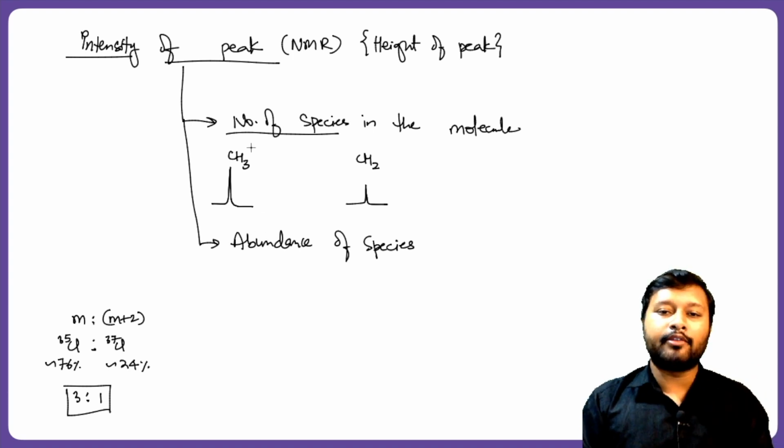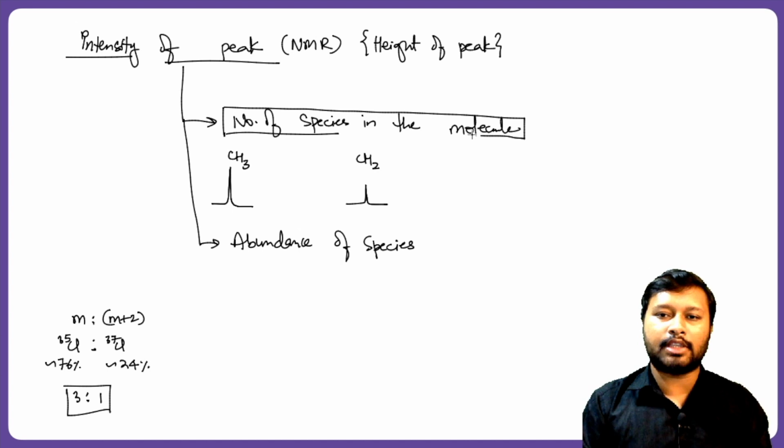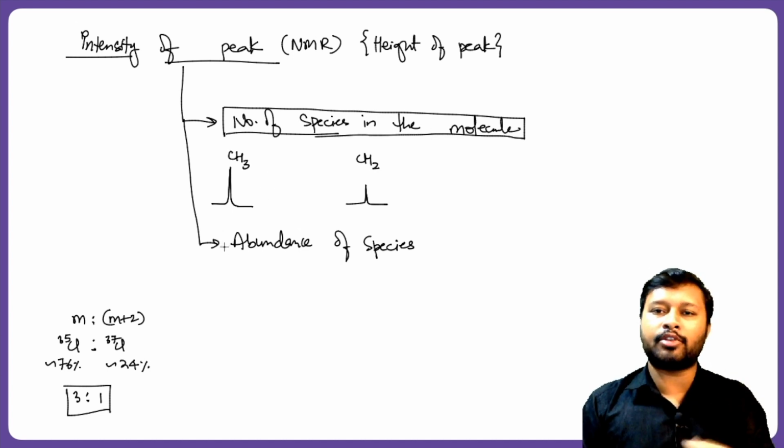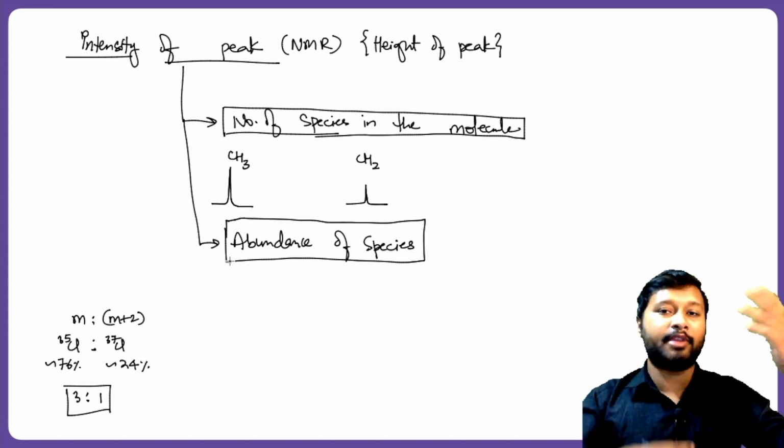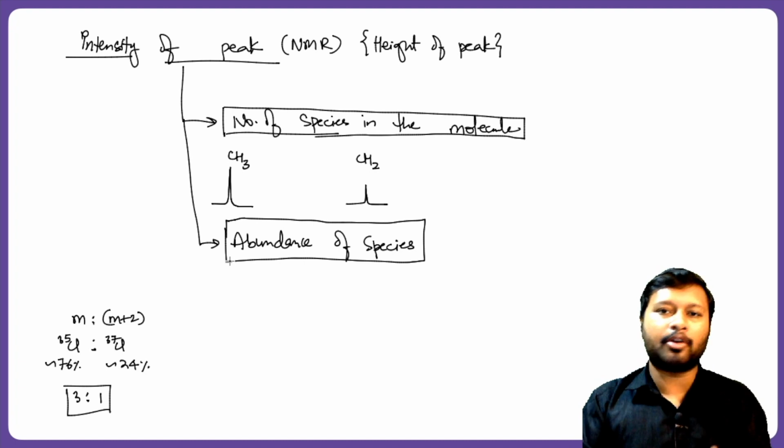Did we understand? So this part we are not going to look upon, like this number of species we are not going to see in the inorganic NMR spectroscopy. The majority of the portion which we will discuss today, that means in the concept of satellite peak, will be about the abundance of the species. So higher the abundance, more will be the height of the peak, lesser the abundance, smaller will be the height of the peak.